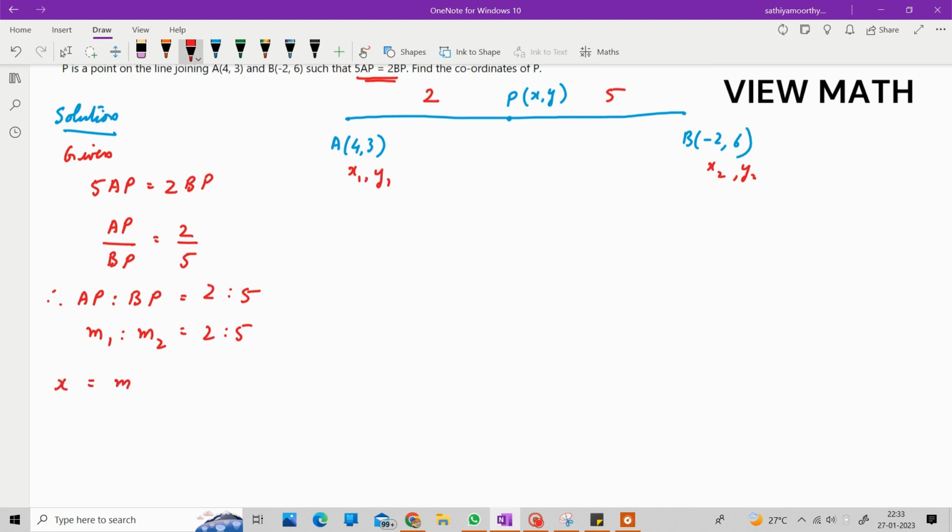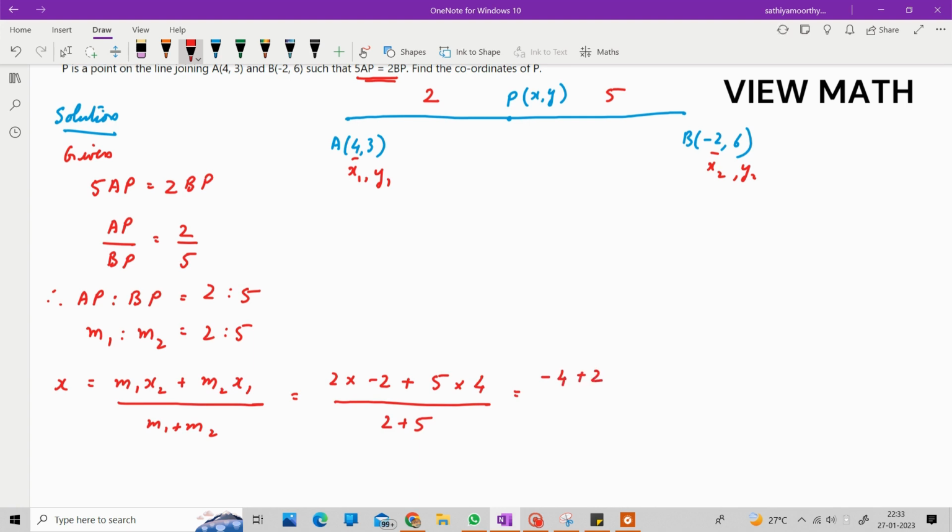Now let me substitute in the formula to find the x and y coordinate. X is equal to m1 x2 plus m2 x1 by m1 plus m2. Now let me substitute. m1 is 2, x2 is minus 2, plus m2 is 5, x1 is 4, divided by m1 plus m2. This is equal to minus 4 plus 20 divided by 7, which is 16 by 7. The x coordinate is 16 by 7.